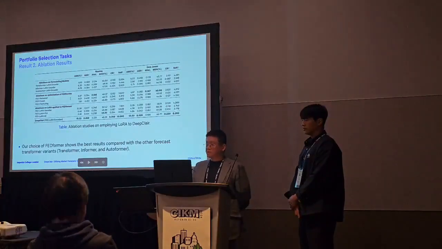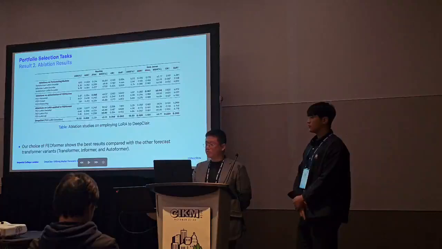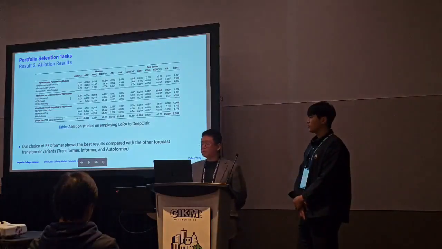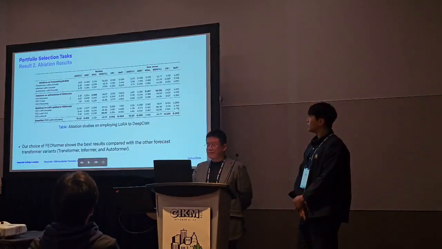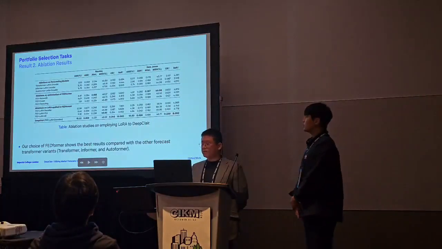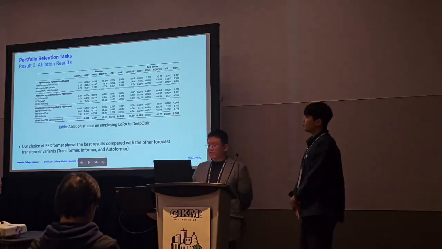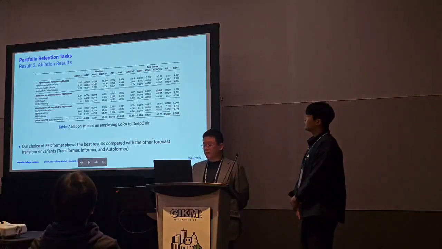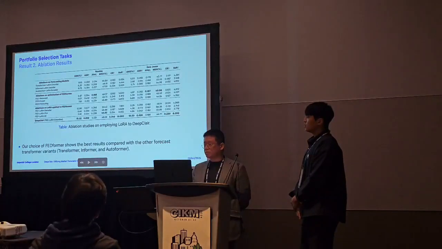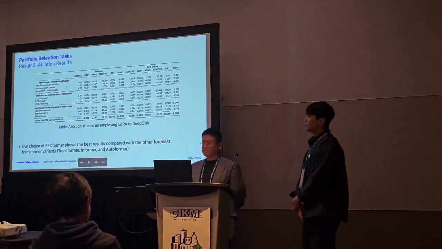And also, we did some ablation experiments to demonstrate our design choices make sense. First of all, our choice of Fedformer shows the best results compared with the other forecast transformer variants, including Transformer, Informer, and Autoformer. As you can see here, the results are 5, 3, 5, 8, 6, 5, 8, but our result is much better than these transformer variants.